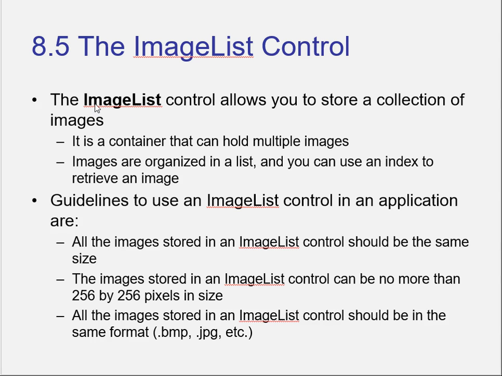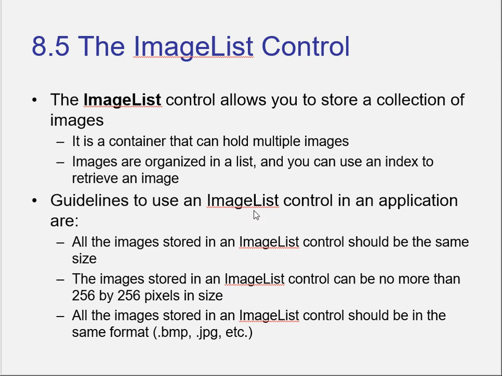Now, an image list is basically just that. It's a list of images. It's kind of like a collection of images, sort of like an array, if you think about it. It is a collection that can hold multiple images, organized in a list. And you can use their index to retrieve the image, just like retrieving a variable in a regular array or in a list collection.